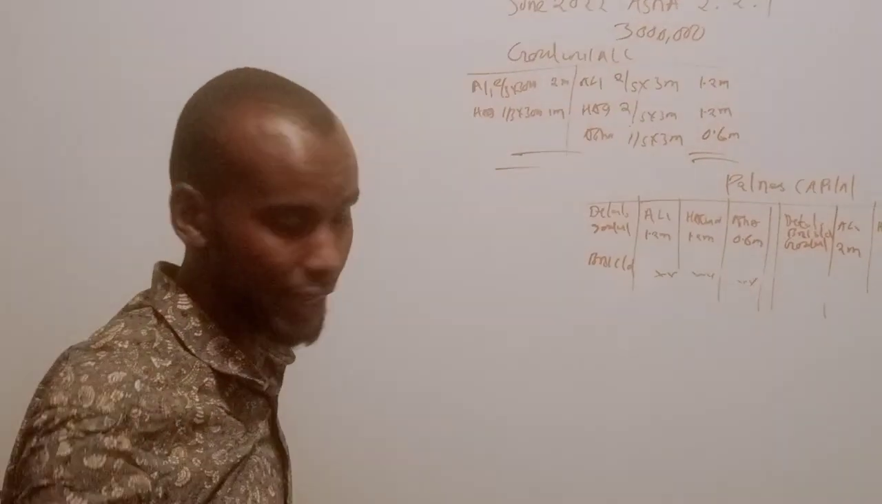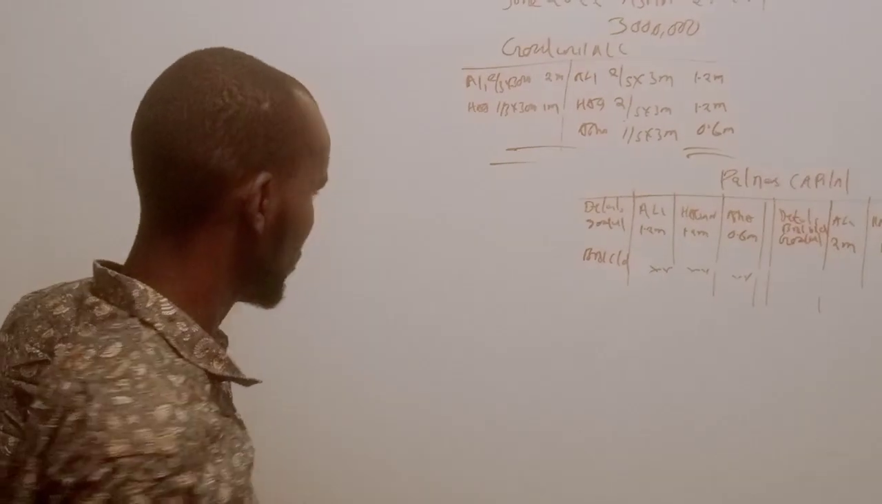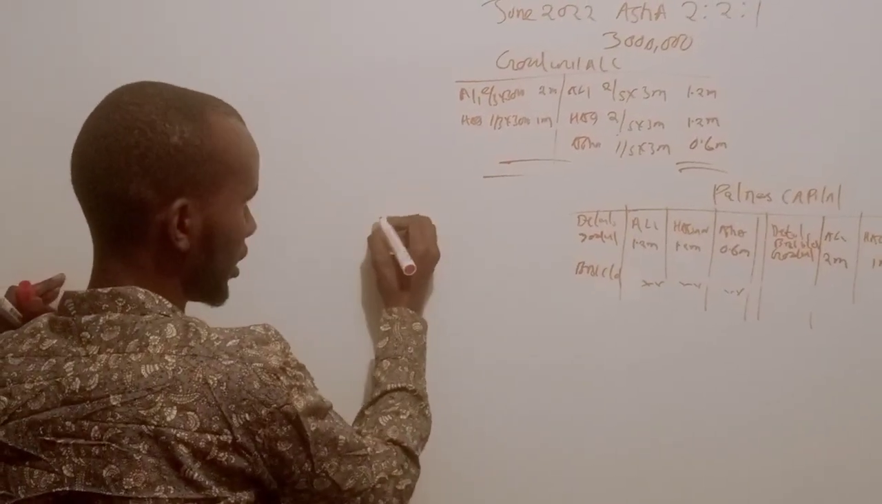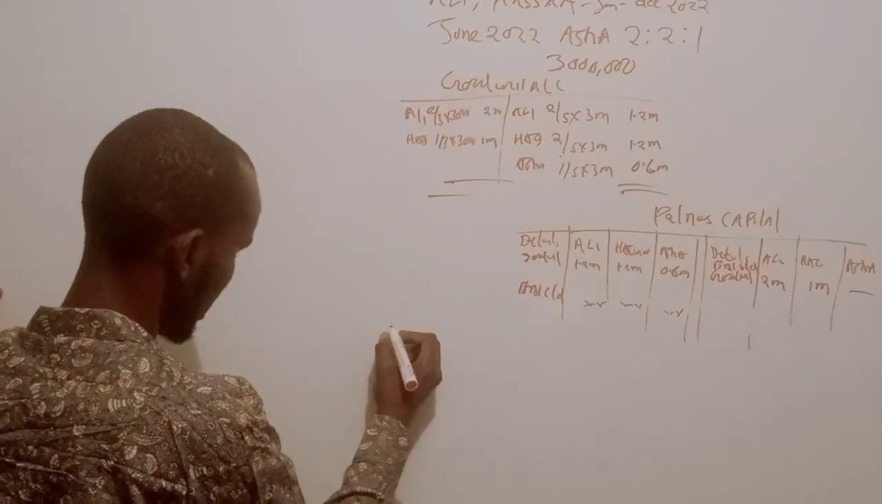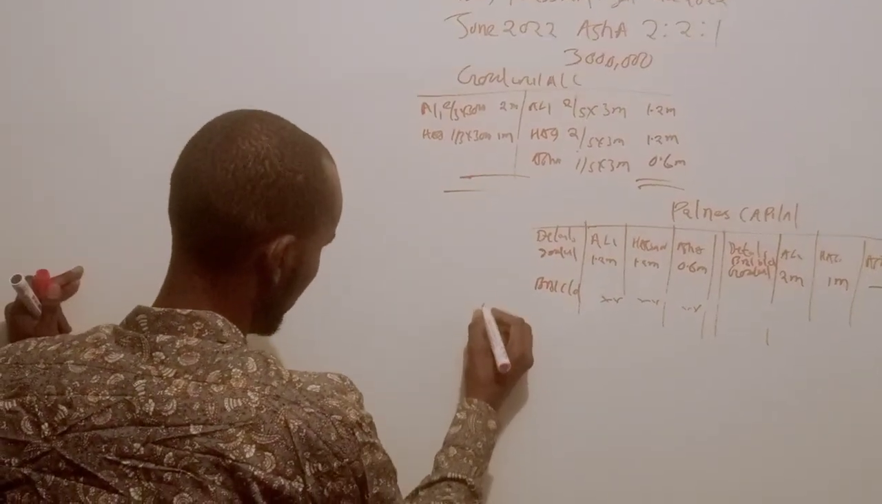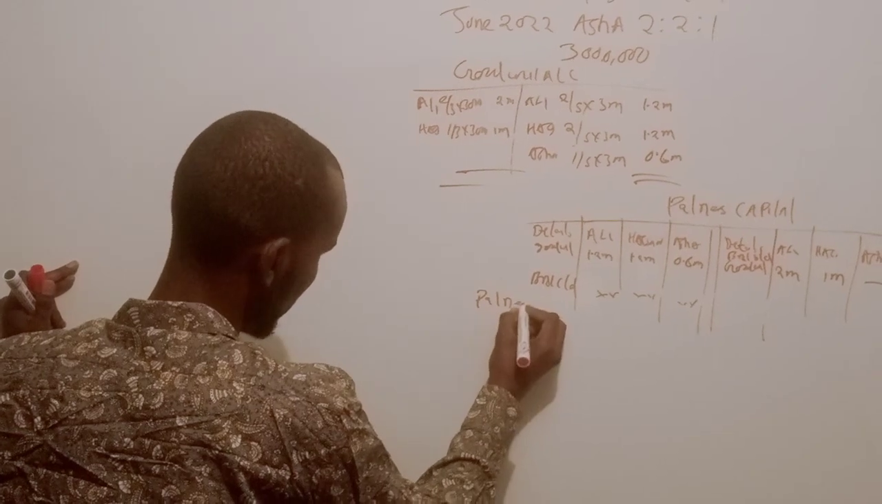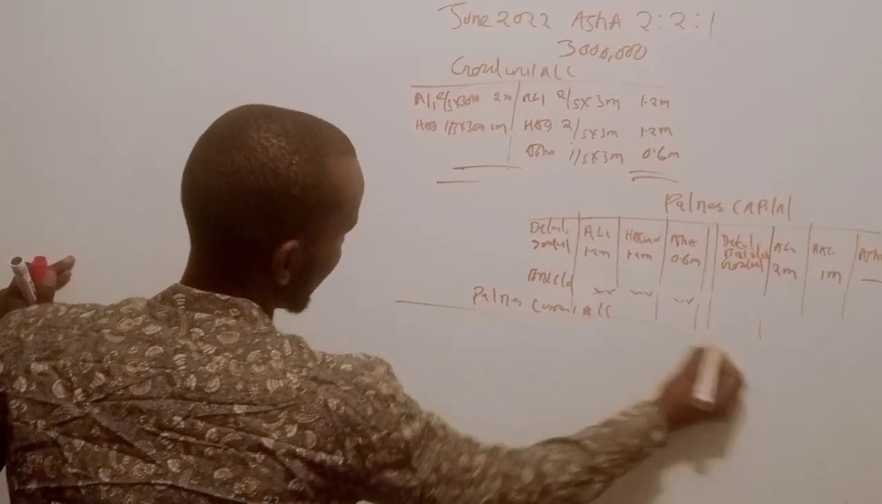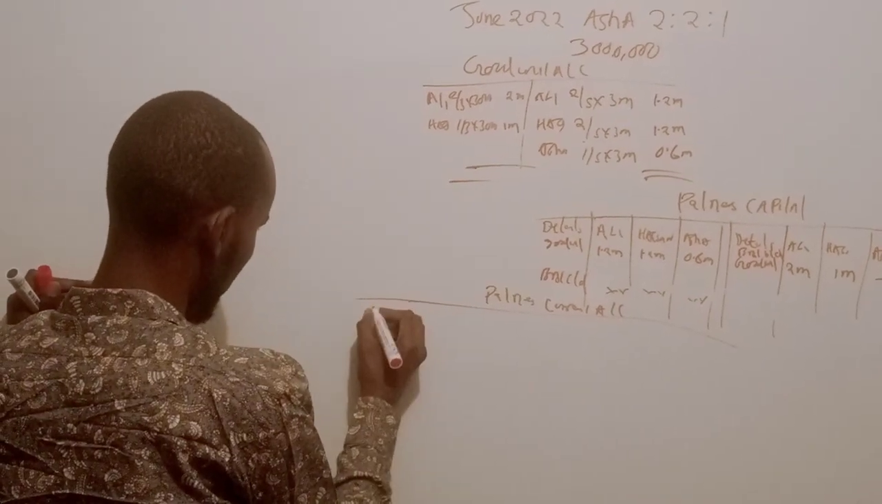Now the other account is the partner's current account. We will have the partner's current account, so you can have it here. For this partner's current account, we also going to have details.